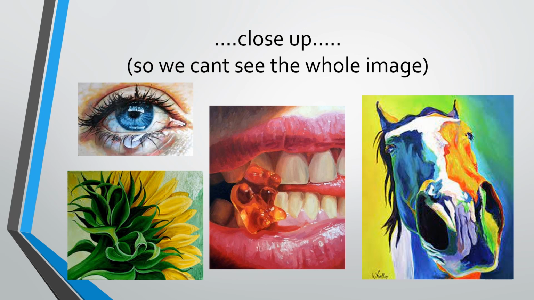We also have the perspective of close up. So we can't see the entire image. We can only see a snippet. We've zoomed in to one particular part of the image. So the eye, part of that flower, you can see it goes off the edges. We can't see the whole thing. Someone eating a gummy bear and a horse's face. We can't see the entire horse.